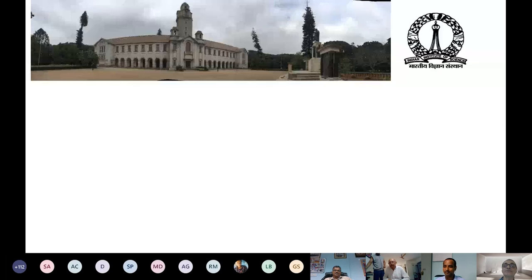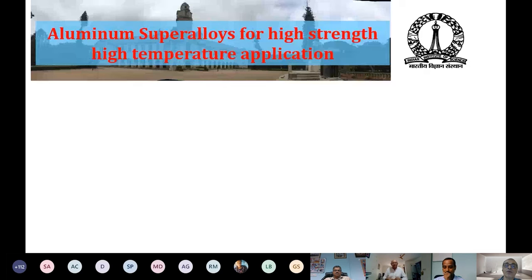The screen here you see is, of course, my current institute where I spent 35 years. This is the Indian Institute of Science. And what I'll be going to talk about is work done here. I'm going to talk about aluminum super alloys for high strength and high temperature applications. As I go forward with this talk, you'll realize what I am talking about.